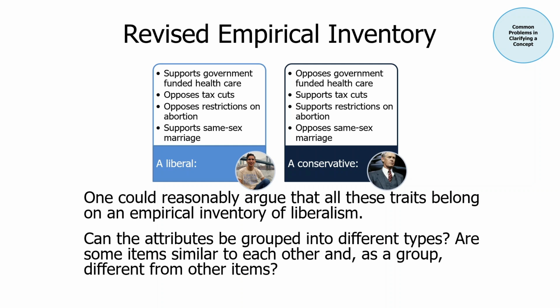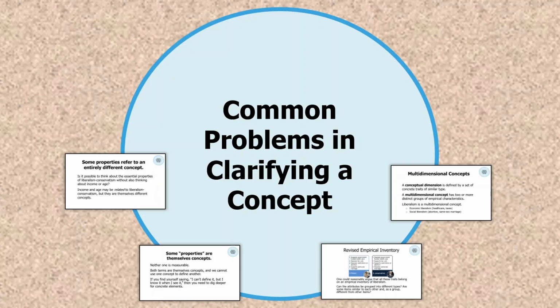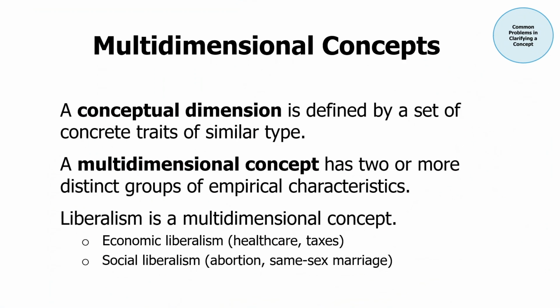In fact, that is the tip-off, that when you're dealing with a concept like this, liberalism, conservatism, you probably got a multidimensional concept. I call it a problem, but it's really not. It's a discovery you can make when you do this kind of conceptual work. A concept may be multidimensional. A conceptual dimension is defined by a set of concrete traits of similar type. Social welfare, that is to say economic policies, cultural, social policies. A multidimensional concept has two or more distinct groups of empirical characteristics. Liberalism, conservatism is certainly an example.